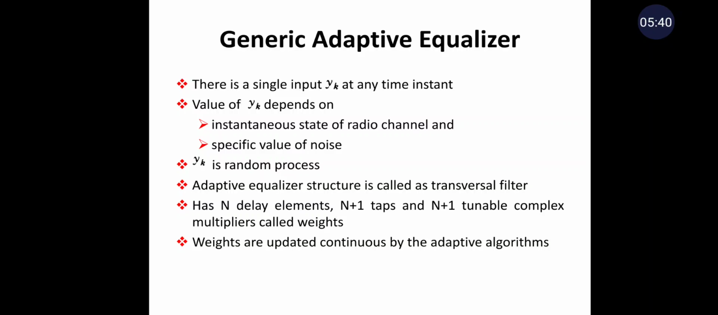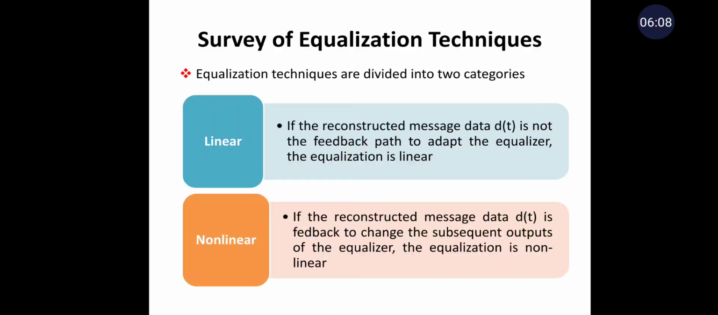And in the above diagram, there is a single input. It is denoted by Yk. The value of Yk depends on the instantaneous state of the radio channel and the specific value of noise. And this Yk is a random process. The adaptive equalizer structure is called a transversal filter. It has n delay elements, n plus 1 taps, and n plus 1 tunable complex multipliers called weights. Weights are updated continuously by the adaptive algorithm.